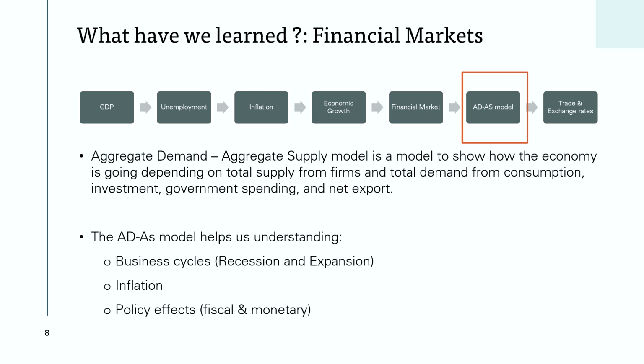And we used the aggregate demand and aggregate supply model to understand fluctuations in the economy. This model helps us analyze recession, expansion, and inflationary pressures by examining how total supply from firms interacts with the total spending from households, businesses, the government, and foreign buyers. The ADAS model also allows us to evaluate fiscal and monetary policy. For example, shifts in aggregate demand explain how government spending or Federal Reserve interest rate decisions influence the short-term economy.